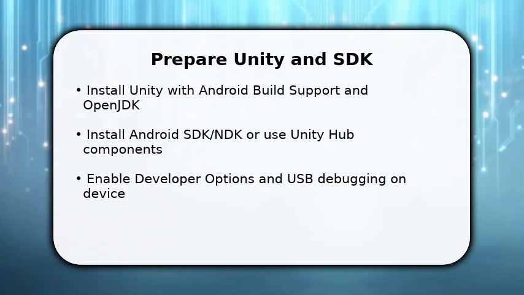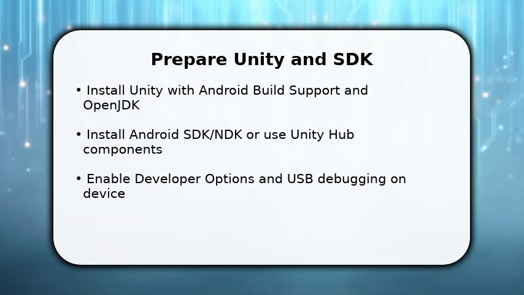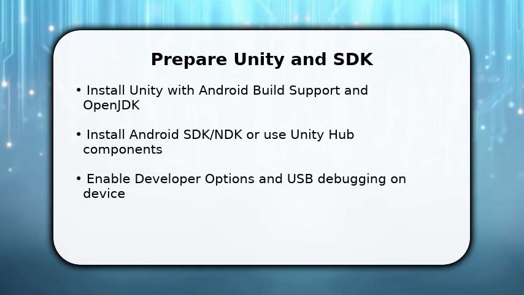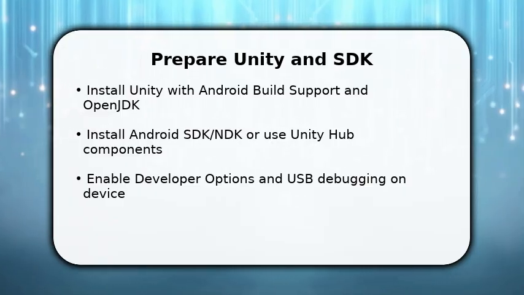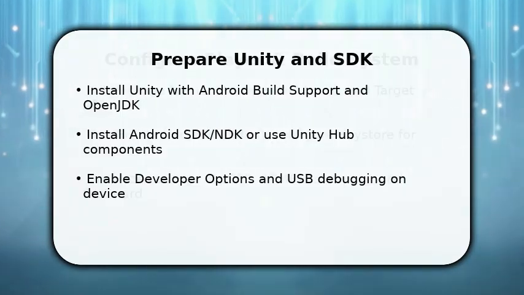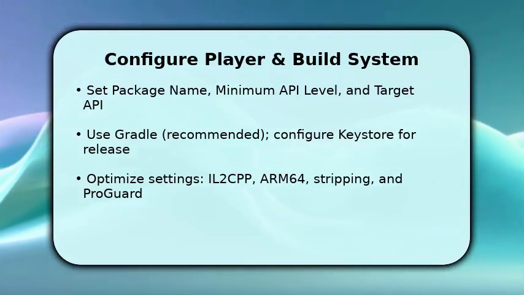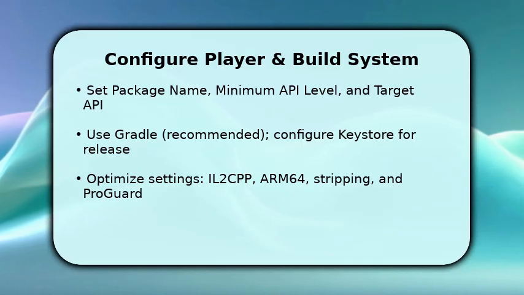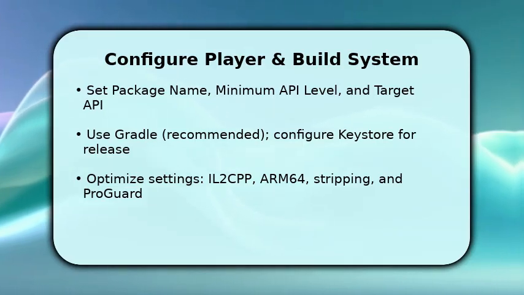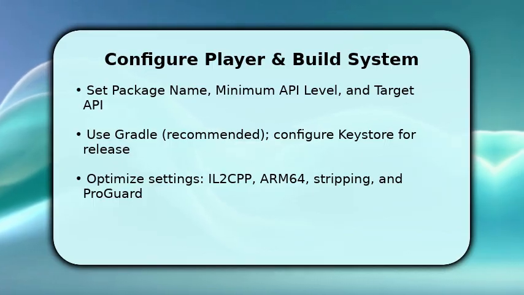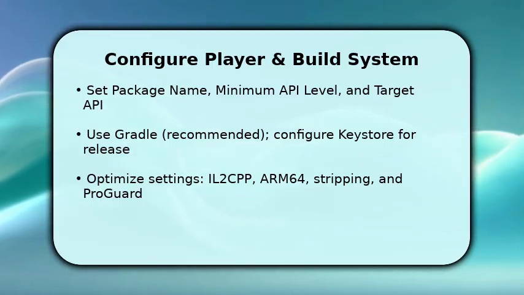Once done, open your project and switch platform to Android in build settings, so Unity prepares player settings and assets for the target platform. You now adjust player settings, set the package name, your company, app, minimum and target API levels that match your device or Play Store requirements. Then choose Gradle as the build system. It handles dependencies and signing.